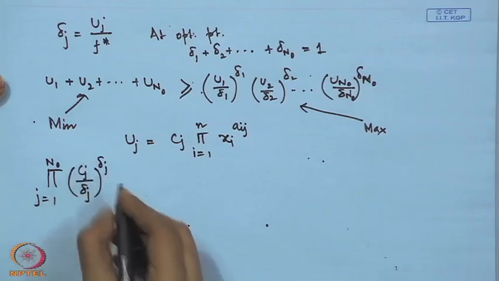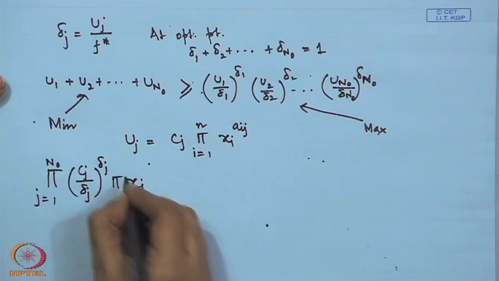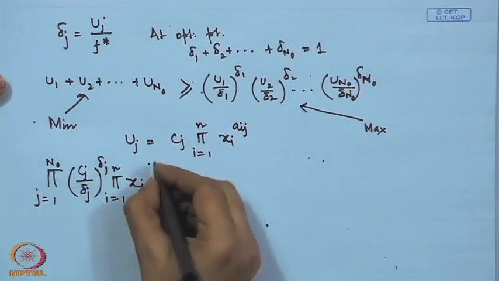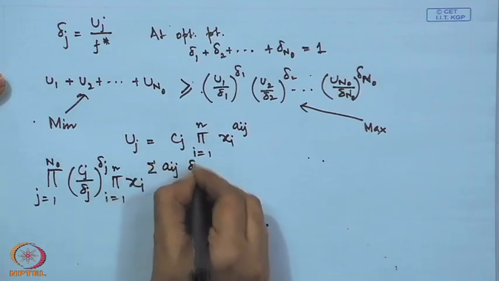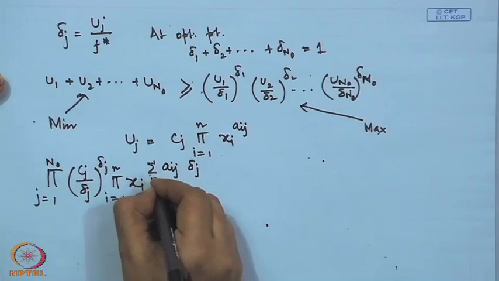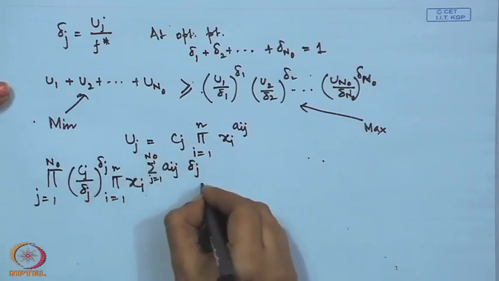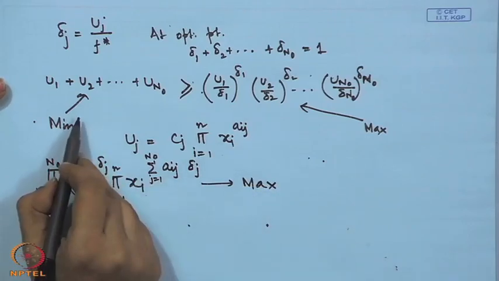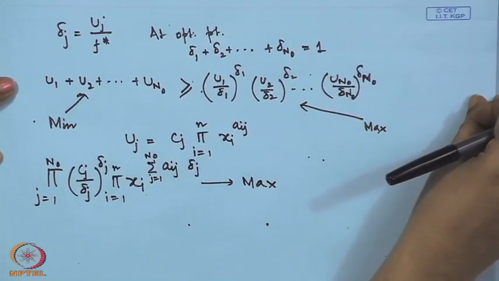In this way, this is the factor for us, and another term is there: the product of xi, where i equals 1 to n, n being the number of decision variables, raised to the summation of aij delta j, where j is again from 1 to n naught. Thus, we are maximizing this dual function instead of minimizing. That is the way we develop the methodology for dealing with the geometric programming problem.